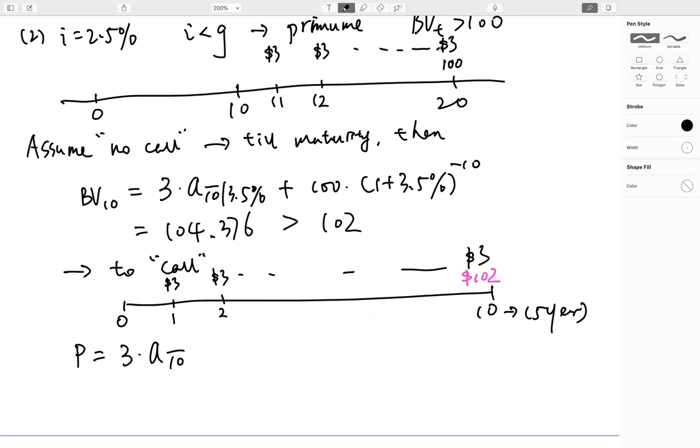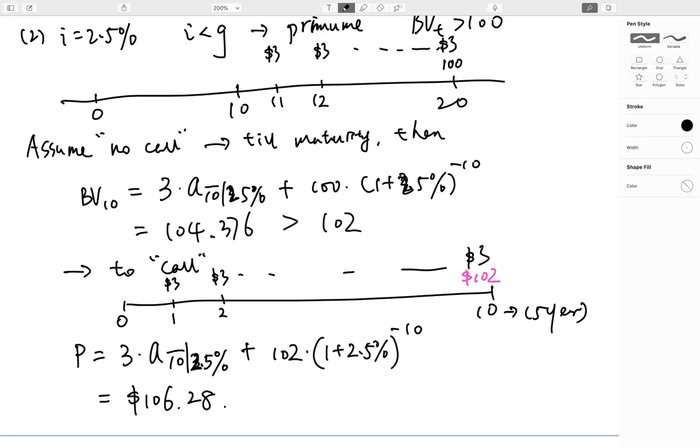So here it will only last for 5 years. So 10 payments, 2.5. No, here's 2.5, not 3.5. 2.5 plus 102 times 1 plus 2.5, negative 10. So then we calculate the price is 106.28. So the buyer will pay this amount at time 0 for this specific callable bond.